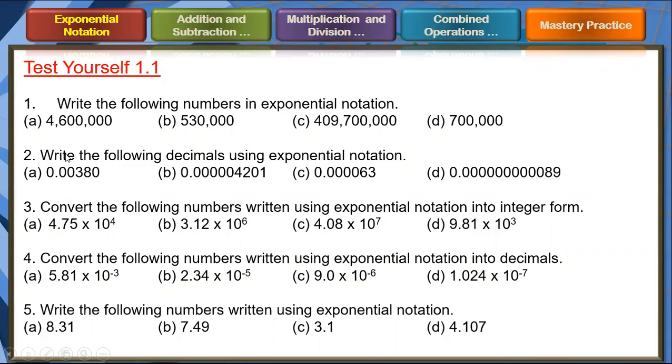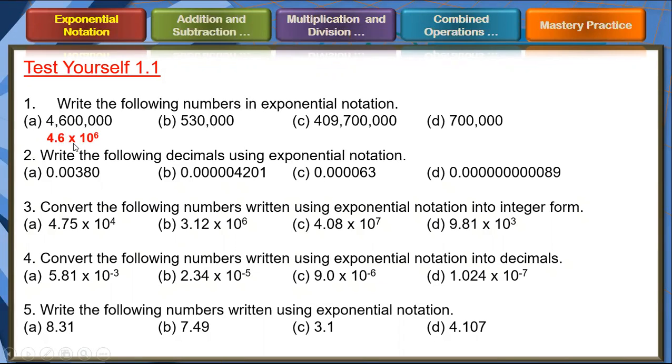Okay, so let's do 1 and 2 first. I'm going to solve A for you, and then you are going to do B, C, and D. I'll show it to you. For the first one, the answer is 4.6 times 10 raised to 6. How did we do it? Just put the point here and move to the left. 1, 2, 3, 4, 5, 6. So you have 6 as our exponent.